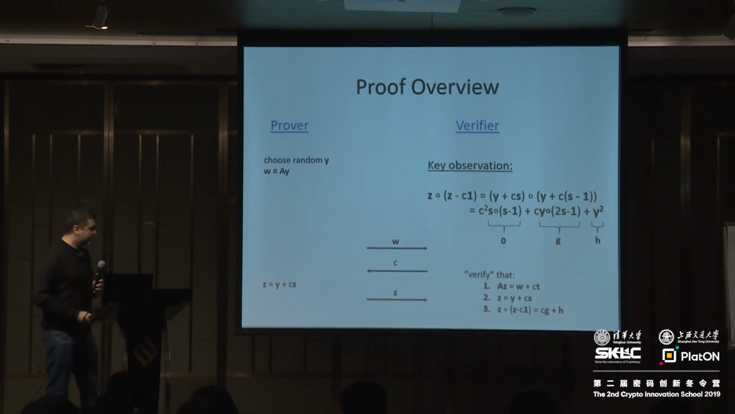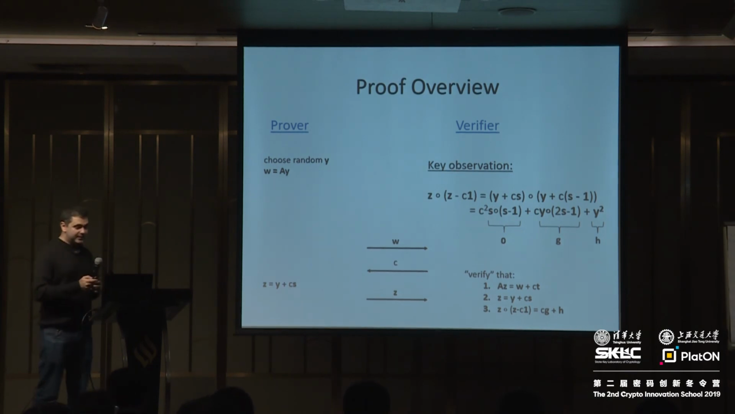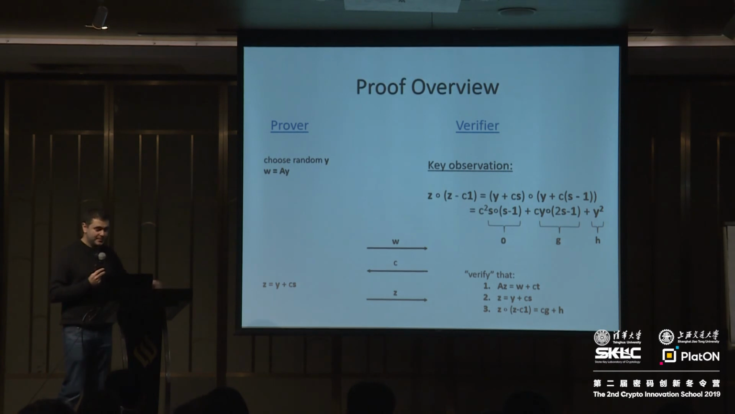All right. So we want the verifier to be convinced of these three things. First, we want him to be convinced that AZ equals W plus C2. So this is actually quite easy. But Z is not small, so this by itself doesn't prove anything. Then we want him to be convinced that this Z really is Y plus CS. That's what the honest prover will do, but a dishonest prover may not do this. But we still somehow want to convince the verifier that no, really, this Z is Y plus CS. Okay? So that's not trivial to do.